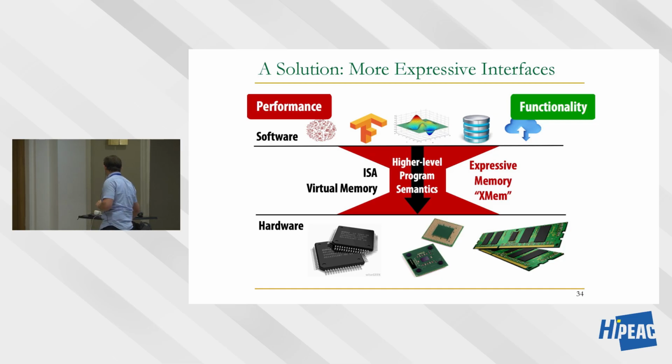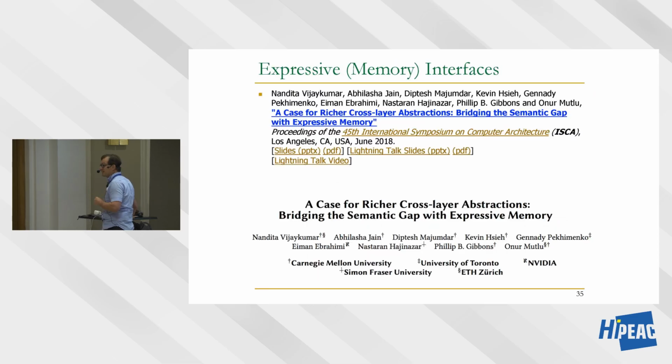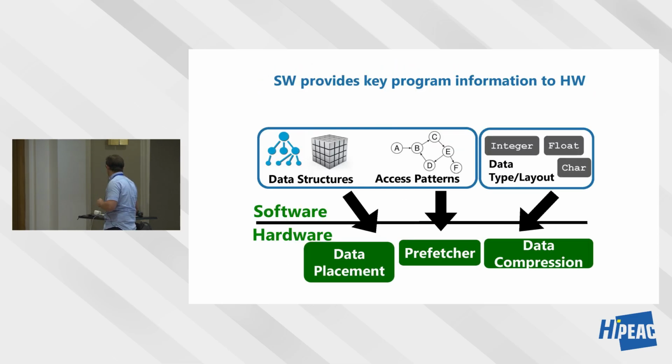I'll briefly mention this, and this is the paper that really introduced it. I'll go through this relatively quickly, but there's more to do in this area. Basically, software provides key program information to the hardware: data structures, access patterns, data type and layout, but also other characteristics like privacy and security that I mentioned. And then hardware does the data placement appropriately so that it, for example, disentangles things to different types of memories.